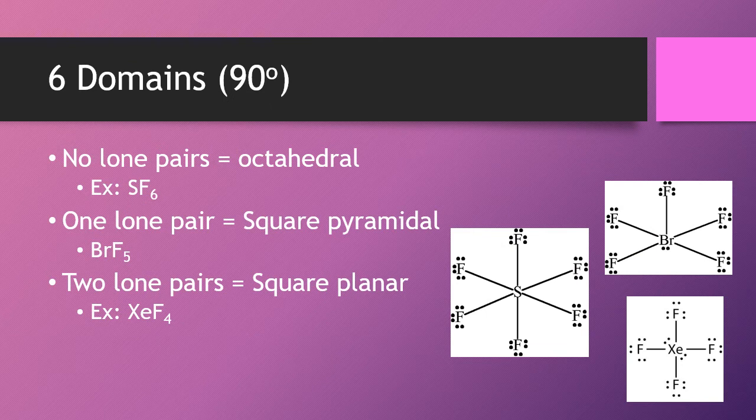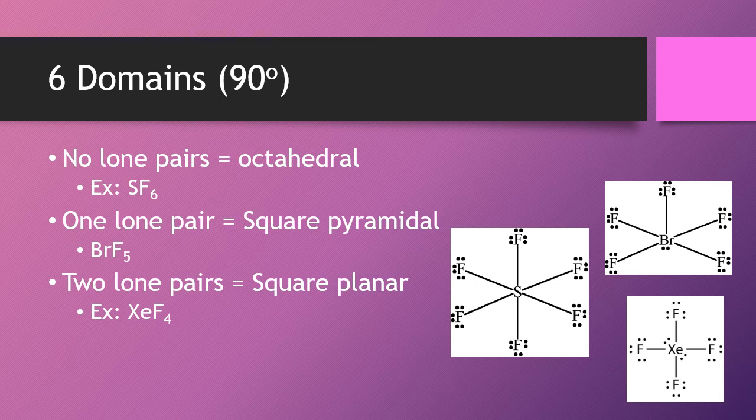For 6 domains, all the bond angles between atoms or domains in this region will now be 90 degrees. There are 3 possible molecular geometries when you have 6 domains. If none of the domains are lone pairs, then the name for the shape is octahedral. An example of a molecule that takes this shape is sulfur hexafluoride, whose Lewis dot structure is shown to the left of the 3 that are shown on this slide.